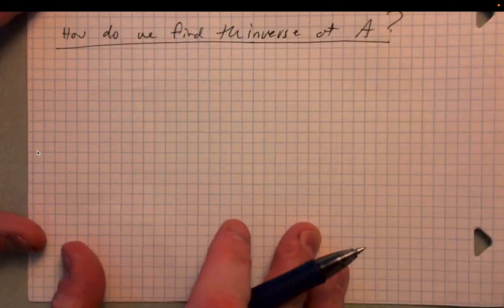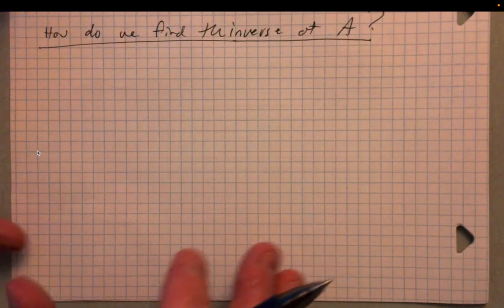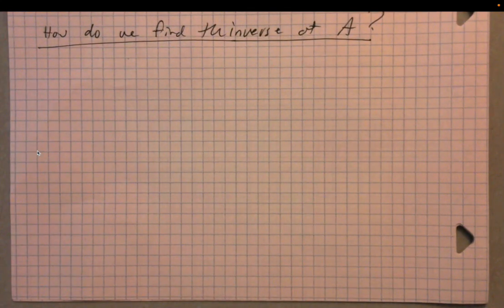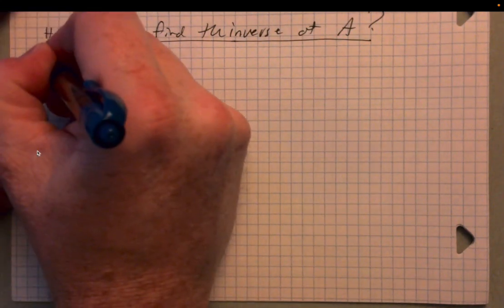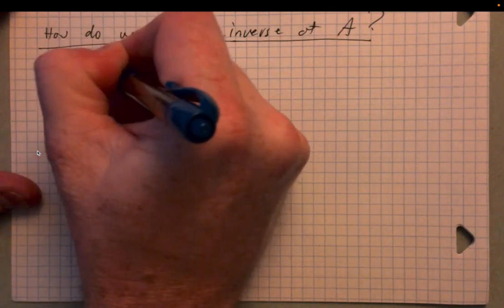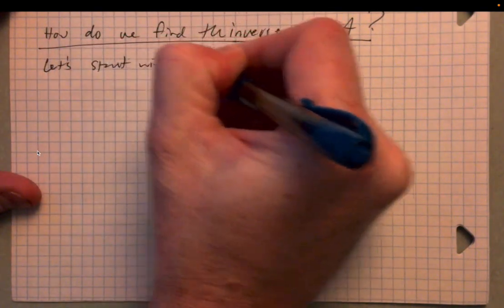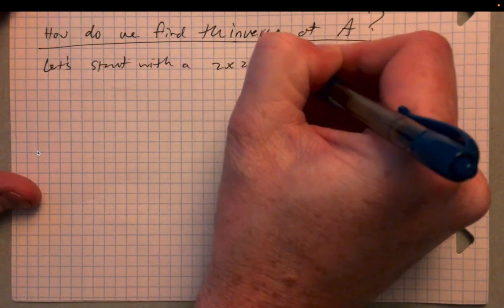Okay, so we've talked about what the inverse is and some of the properties. Now, how do we find them? We're going to start with a special case, and that's the case of a 2 by 2 matrix. So let's start with a 2 by 2 matrix.